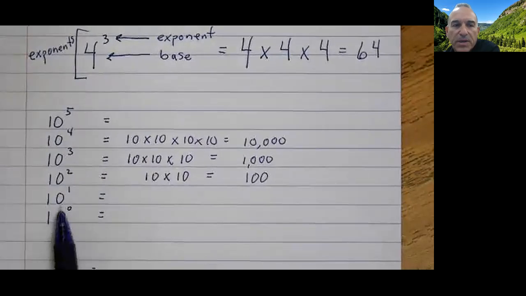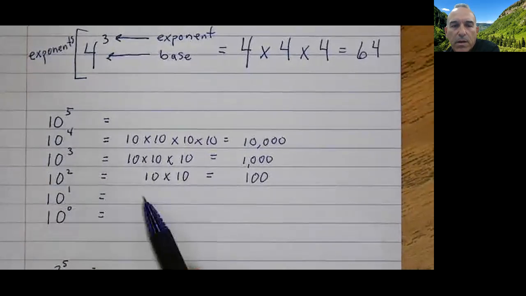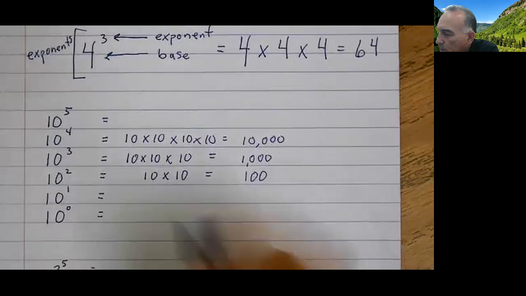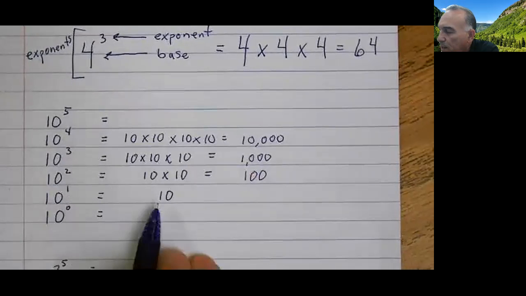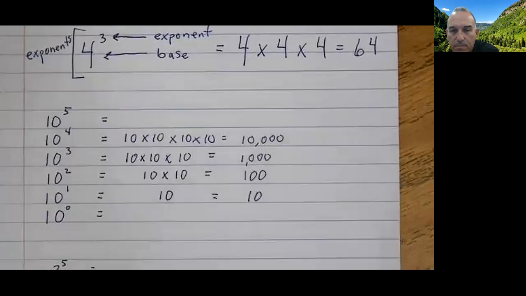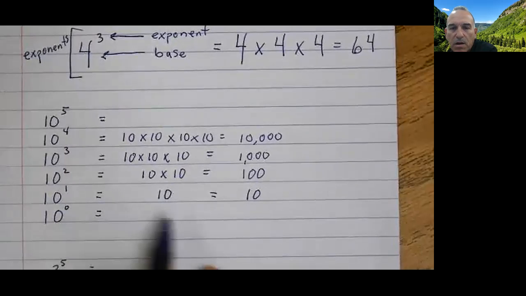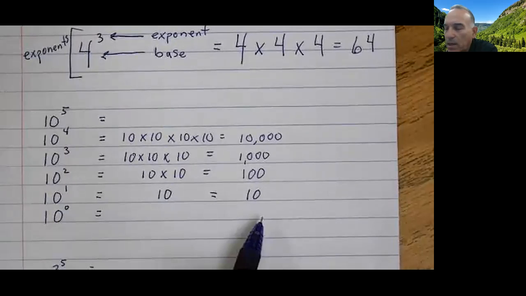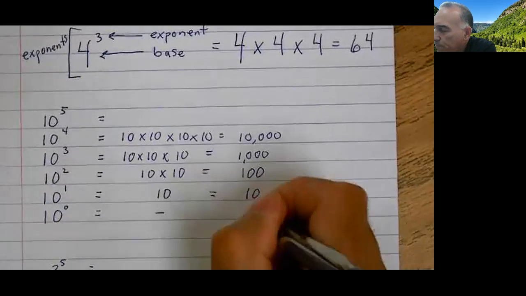I want you to pay special attention, 10 to the first power, 10 to the zero power. This is always where students get a little bit confused. They say, how can that be? Okay, so 10 to the first power, if there's 2 tens there, then this must just be 1 ten. So you'll see that anything raised to the first power is itself. So then you must think, okay, well, what's 10 to the zero power? People often want to say it's 0. Take a look, okay? By rule, and you go, what do you mean by rule? By rule, anything to the zero power is 1.